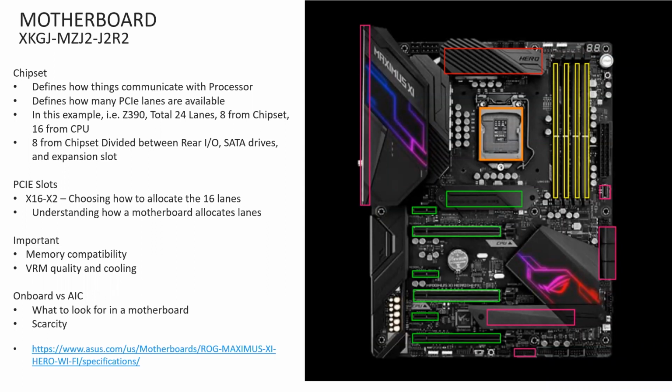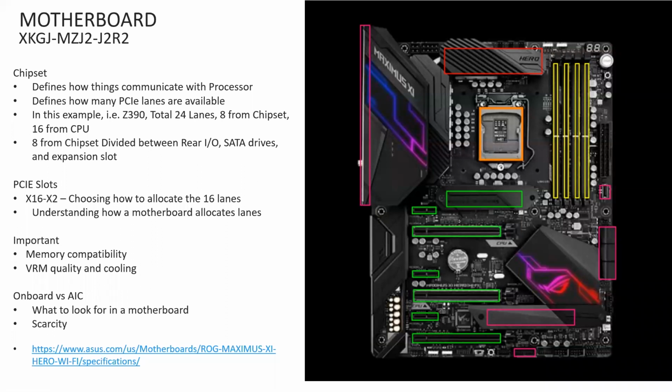It is a Z390. The Z390 chipset has 24 PCIe lanes. That's 8 from the chipset and 16 from the CPU. The CPU PCIe lanes are highlighted in green. The 8 from the chipset are highlighted in neon pink. Those are divided up between the rear IO, the SATA ports over here on the right, and then the M.2 SATA port right down here on the bottom.